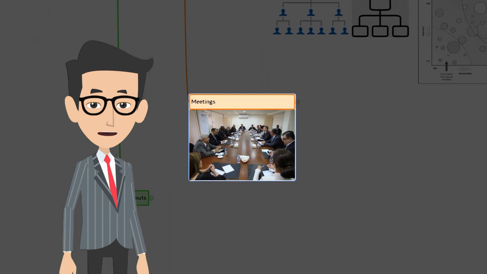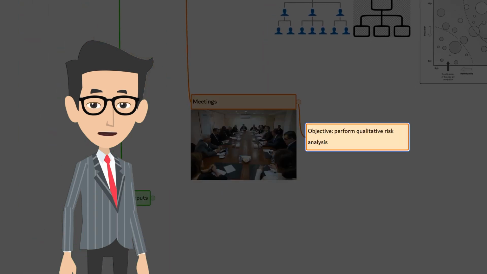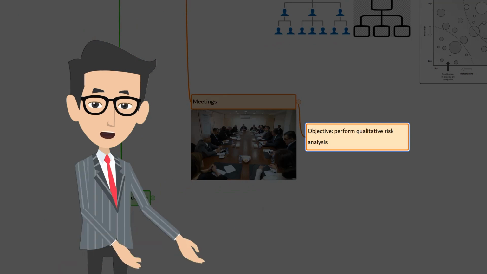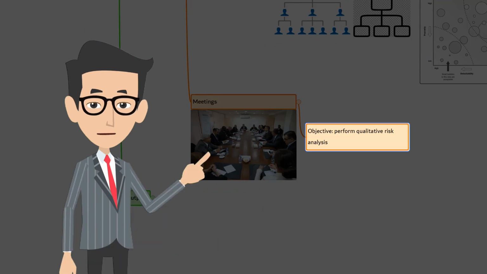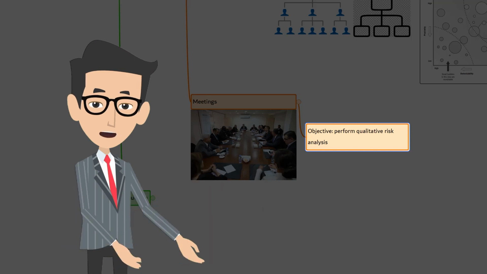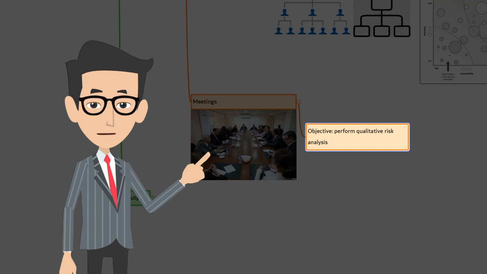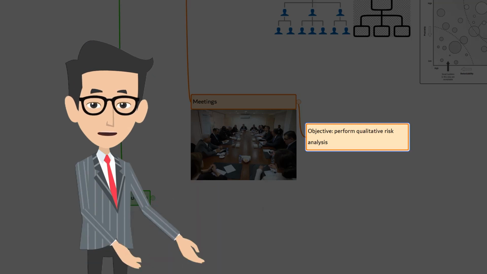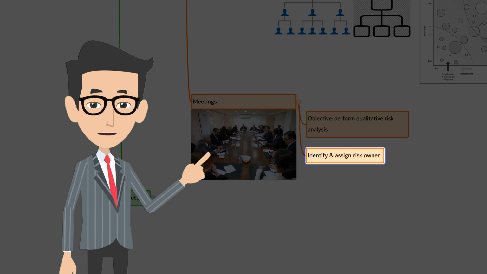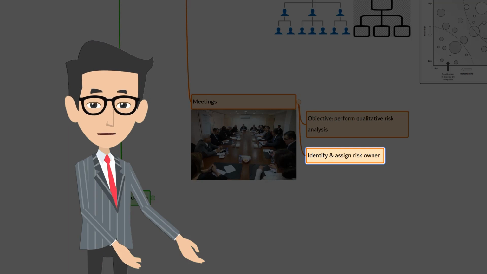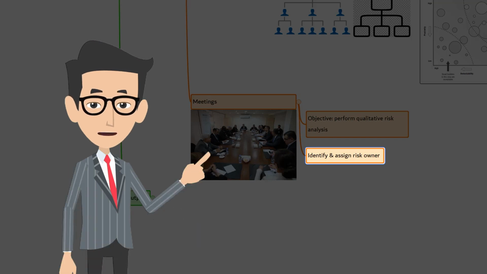The next one is meetings. Similar to risk identification, a specialized meeting can be dedicated to performing qualitative risk analysis. The goal of this meeting includes the review of previously identified risks, assessment of probability and impact, categorization, and prioritization. A risk owner who is responsible for the risk response will be identified and allocated to each individual project risk.